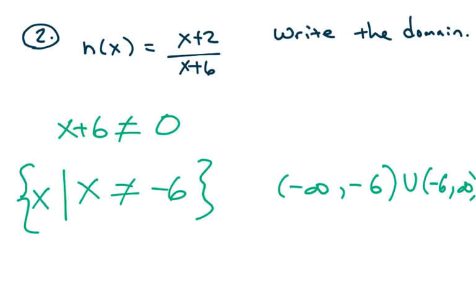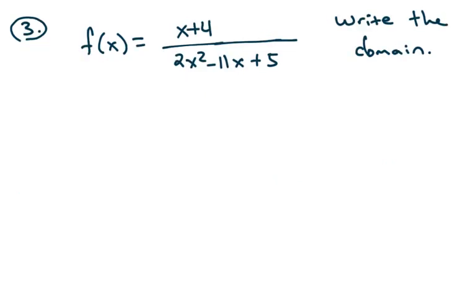Now, what I always hear students talk about is this x plus 2, and they say, well, Mr. Anderson, what about the x plus 2? Well, x plus 2 is irrelevant in this problem. The only concern we have is that the denominator can't be 0. So don't worry about x plus 2.